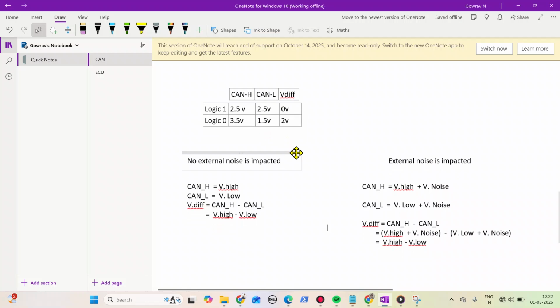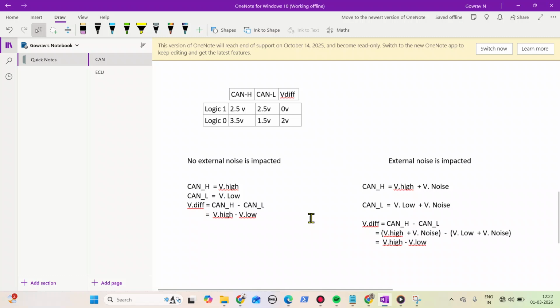Now for example, consider there is no noise, no EMI, nothing. In the CAN high wire we are transmitting some voltage, considered as V high. In the CAN low wire also we are transmitting some voltage, consider that as V low. So the difference between CAN high and CAN low is nothing but V high minus V low. This is some voltage we are getting here. If there is no external noise impacted on this bus, this is how it is, the resultant difference.